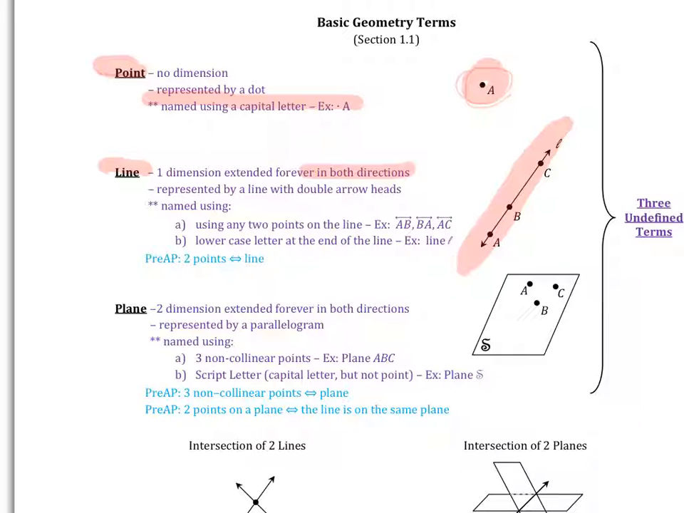When we name a line, we can use two ways. First, we can use 2 points that are on the line with an arrow on both ends above it, or we can use the lowercase letter at the end of the line. In this case, its example is line L. It takes only 2 points to make a line. So this particular line could be named AB, BA, or AC, or CA.